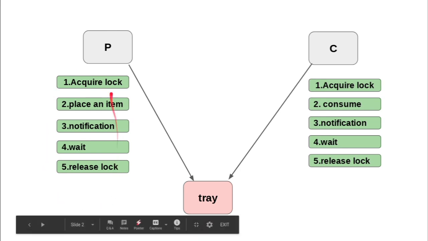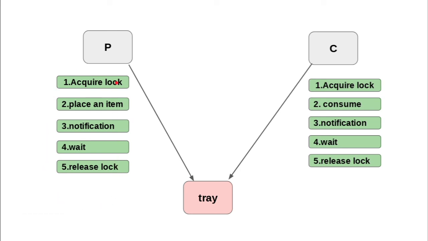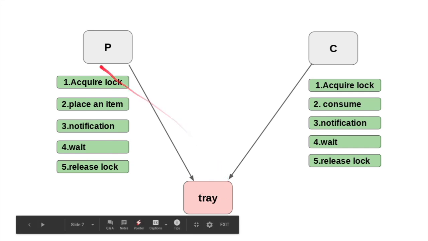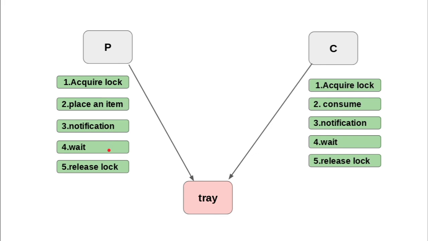So these steps we need to remember. First, each process, when it is trying to access a shared item, first needs to get a lock, place an item, or put a value, or otherwise we can say trying to access this variable, then give a notification, then go to the waiting state for the consumer to consume it. The consumer will again get the lock, consume it, give a notification, again wait, and finally release the lock.